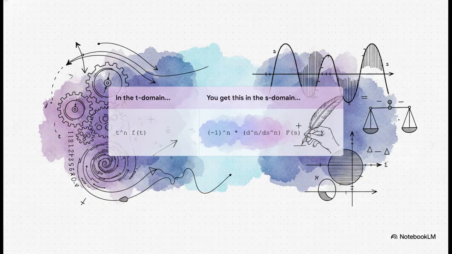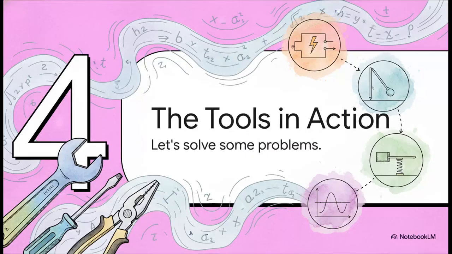If you multiply f of t by t to the n, what you do is you take the nth derivative of capital F of s, and then you just multiply that whole thing by minus 1 to the n. So for just t times f of t, you find one derivative of F of s, and you stick a negative sign out front. That's it. All right, our toolbox is officially upgraded.